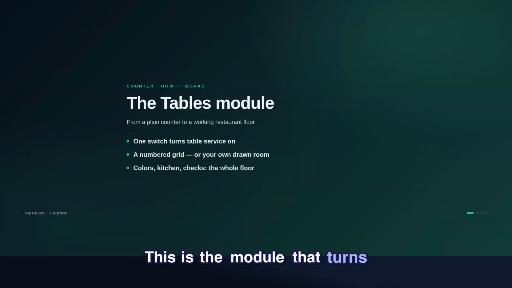This is the module that turns a counter into a restaurant. Tables gives every table its own open check. You seat guests, send rounds to the kitchen, and charge at the end. In the next few minutes, we'll start from a shop that has no table service at all.